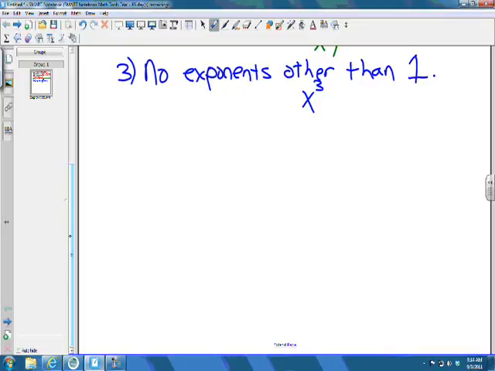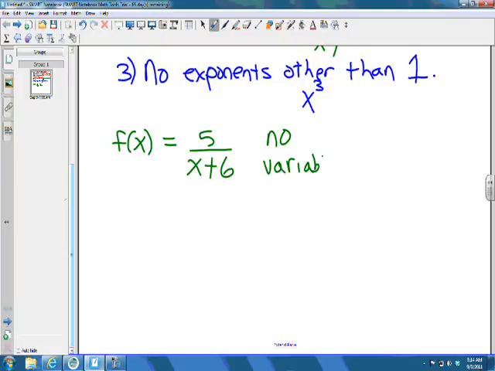So looking down there at example 1, f of x equals 5 over x plus 6. Would that be linear or not? No? Why? Got a variable in the denominator. So it's as simple as that. On the homework, no. Feel free to abbreviate.